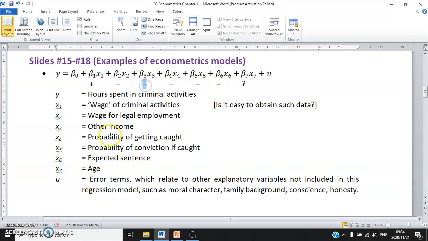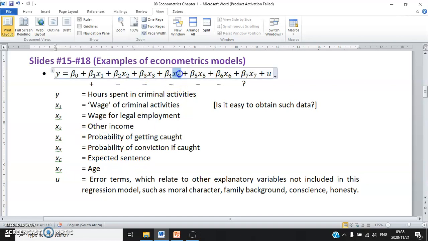And then the next one, X3 would be other income, maybe my investment income, etc. If I earn a lot from income sources other than work activities, then it means I actually have a lot of savings. Then why would I commit crime? Obviously I would spend less time on criminal activity. So B3 would be negative.